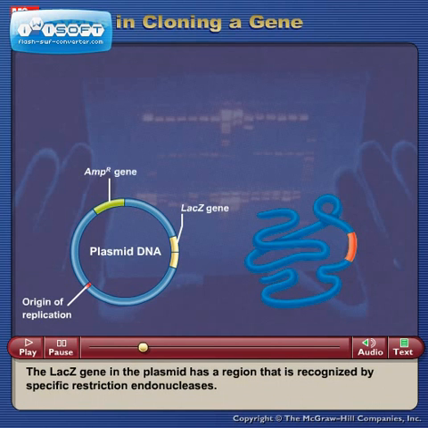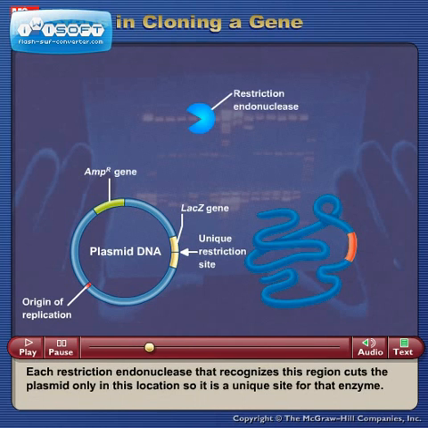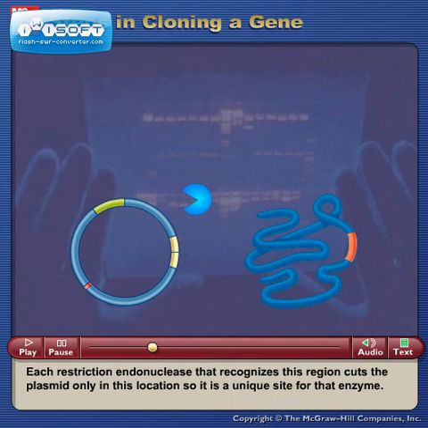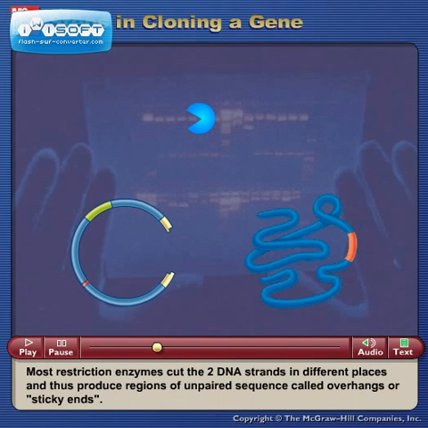The LAC-Z gene in the plasmid has a region that is recognized by specific restriction endonucleases. Each restriction endonuclease that recognizes this region cuts the plasmid only in this location, so it is a unique site for that enzyme. Most restriction enzymes cut the two DNA strands in different places and thus produce regions of unpaired sequence called overhangs or sticky ends.